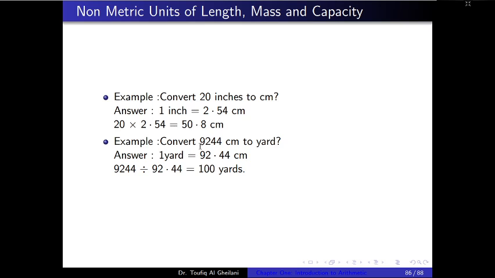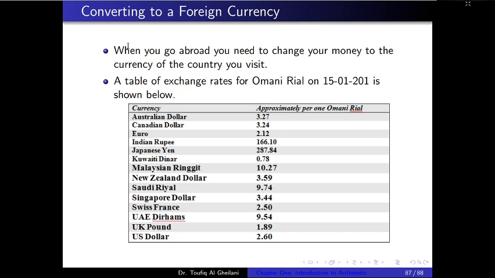Now we convert 9144 centimeters to yards. That means we convert from a smaller to a higher unit. We know 1 yard equals 91.44 centimeters, so we divide this value by this value. 9144 divided by 91.44 equals 100 yards.